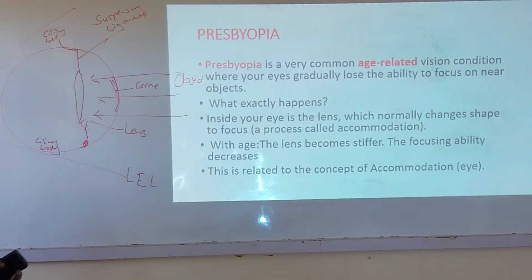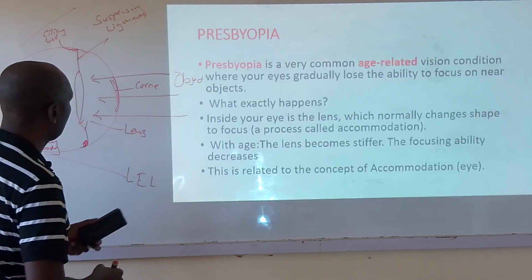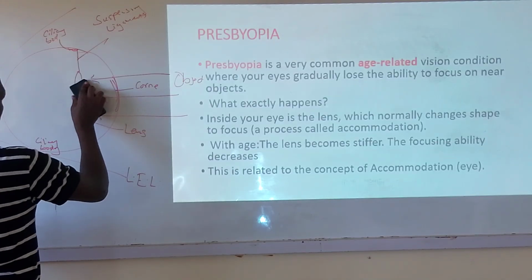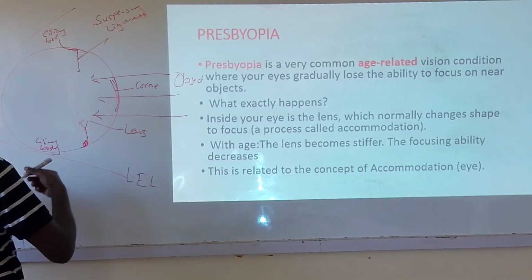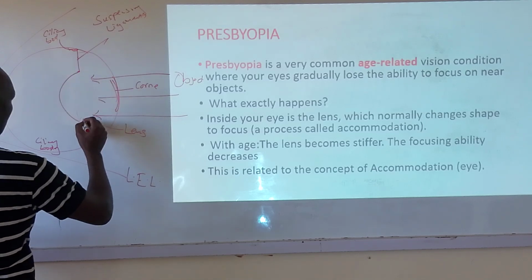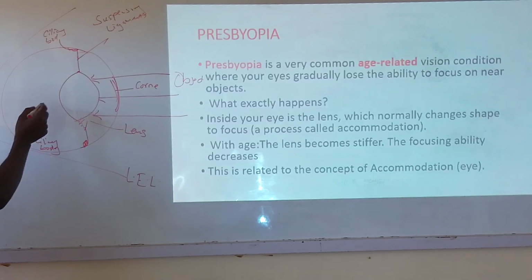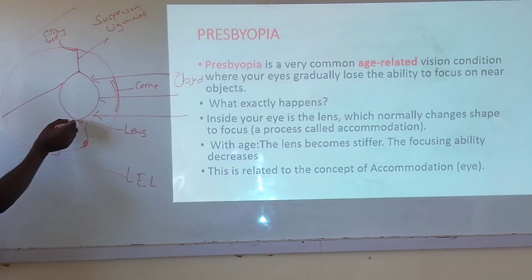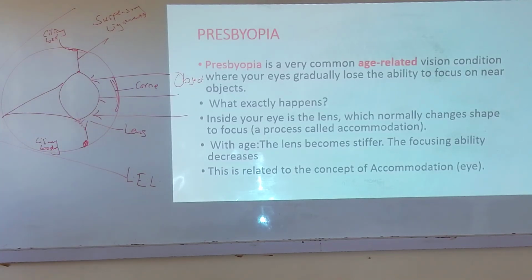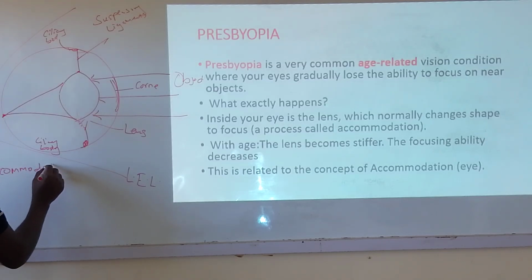So when you move an object closer to the eye, these muscles are supposed to relax and bend this lens, so that this lens becomes more convex, so that it can now bend. The reason for this is to bend this light accurately to the macula for you to be able to see that object clearly. And all this process is known as accommodation.